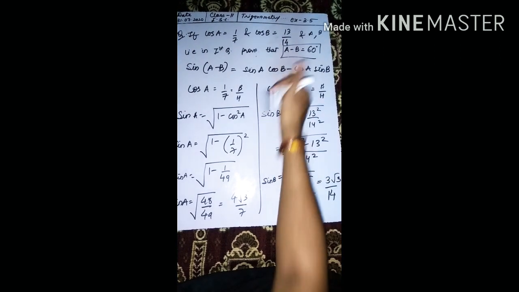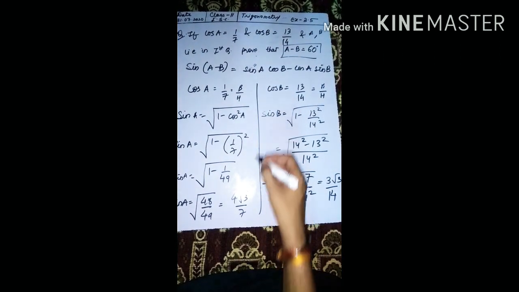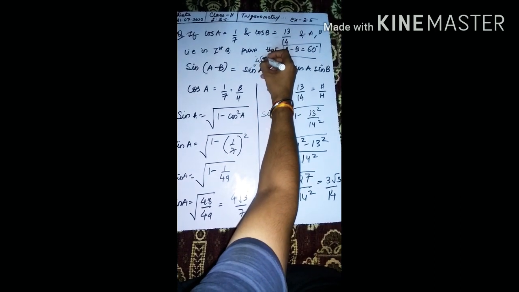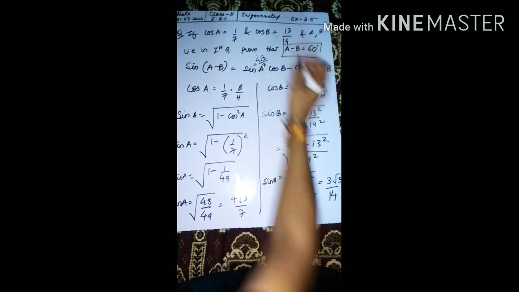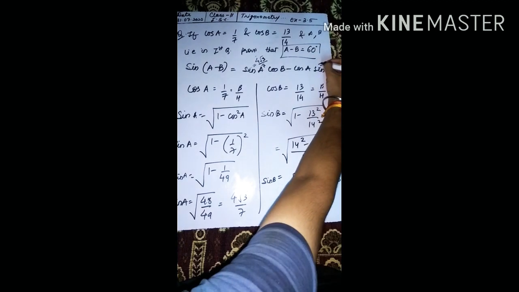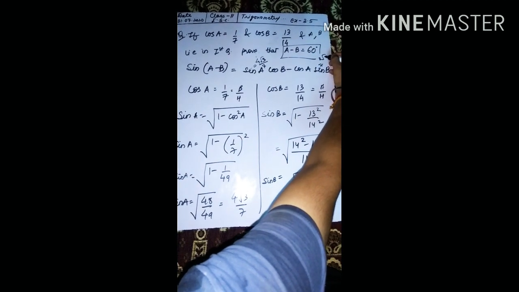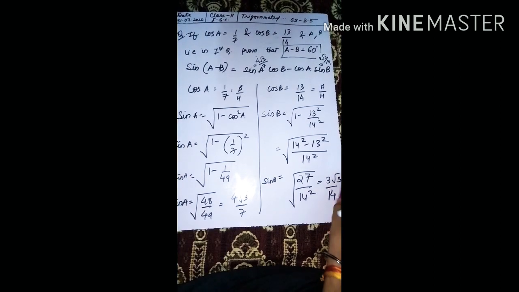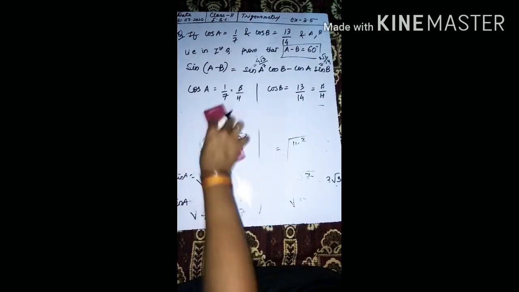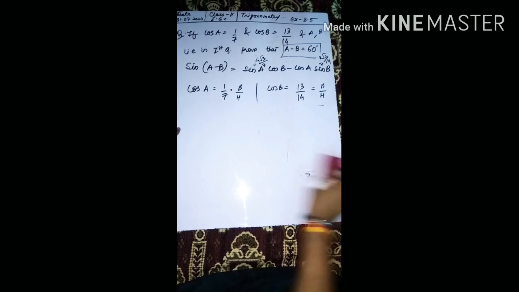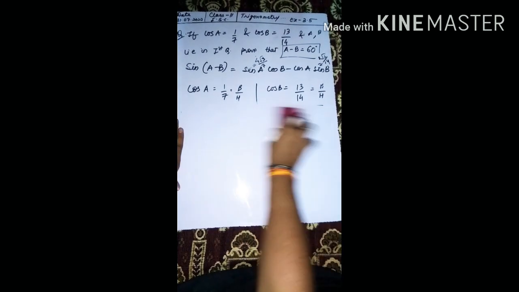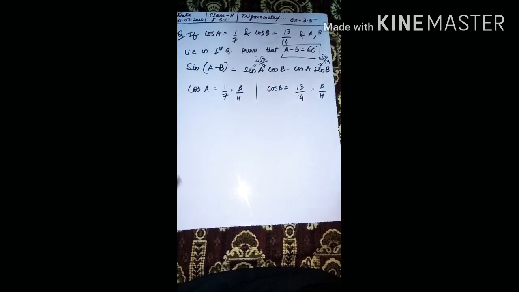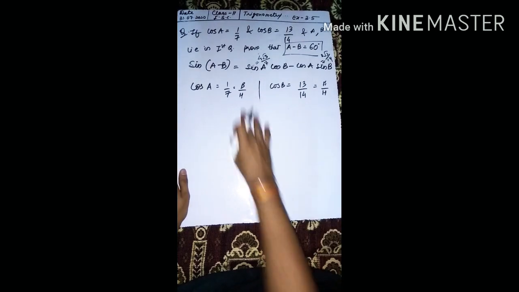So this sin A we got as 4 root 3 upon 7 and sin B we got as 3 root 3 upon 14. Okay, so this is one method. Now we have to see the other method. As I told you, you can find it by two methods. So now I am going to explain the alternative method, that how you can find this one.